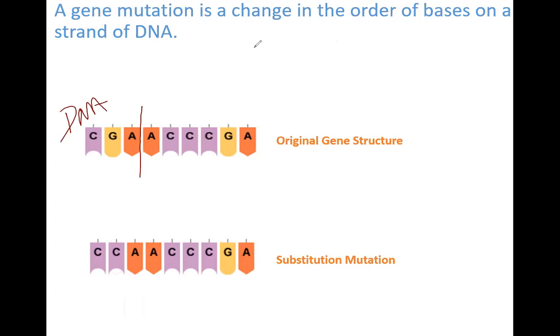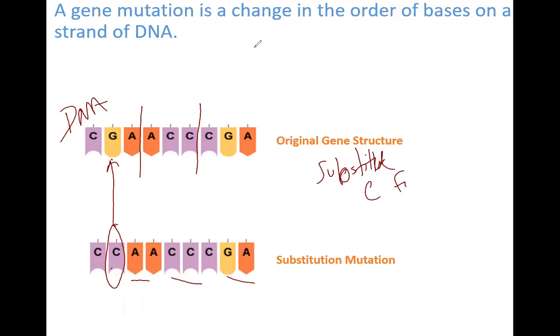Our original strand, the codon was CGA, ACC, CGA. But in the substitution mutation, which is a very common mistake, instead of having CGA, we have CCA. These three are the same, these are the same, these are the same. This is different. We substituted cytosine for guanine.